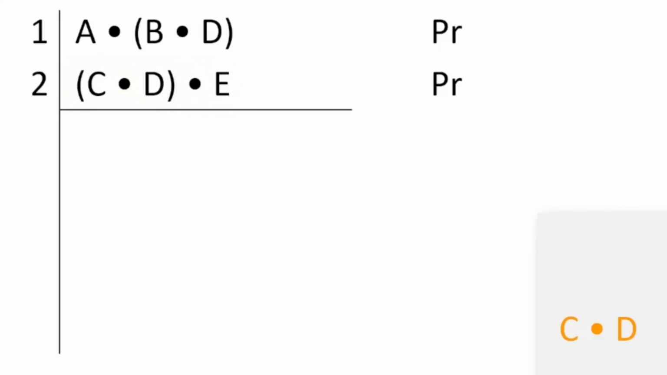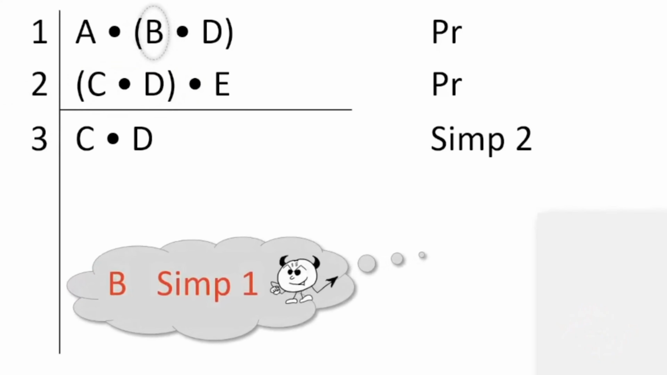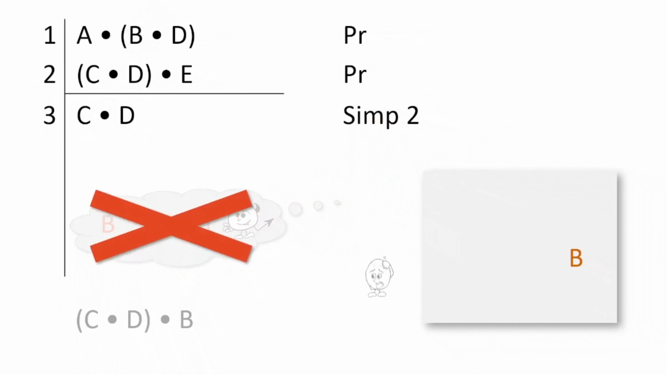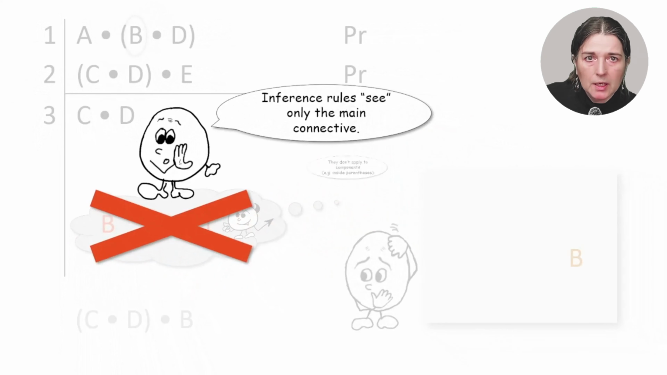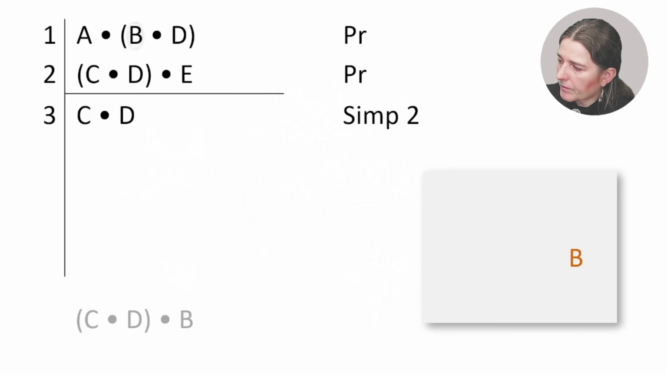Sometimes instead of planning further, it's actually useful to carry out this step immediately. So let's just do it. Let's apply simplification to line 2. Now let's look at B. We can find B buried in premise 1. It's a conjunct, right? But we shouldn't be tempted to apply simplification to line 1. That would be a problem because, remember, inference rules don't apply to proposition components.